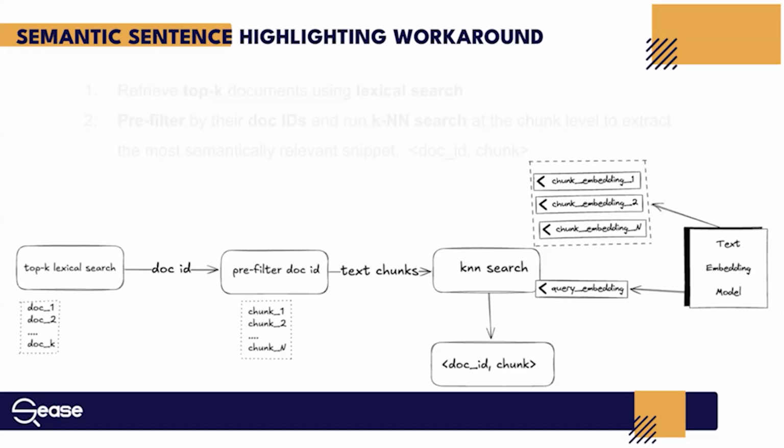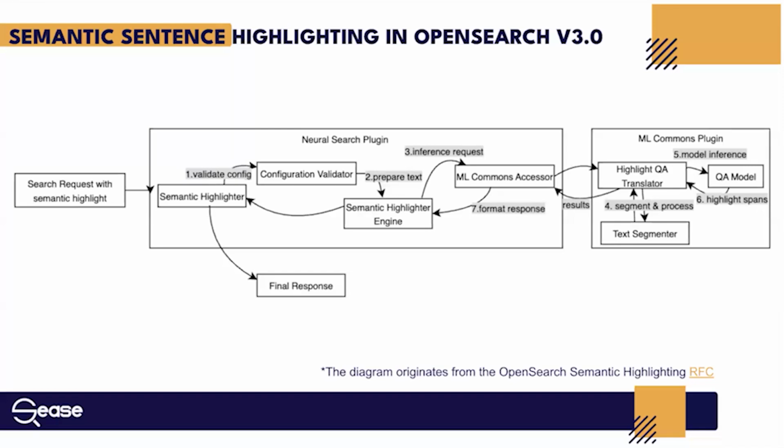That is the one. In OpenSearch v3.0, OpenSearch released semantic sentence highlighting at the end of April or beginning of May. Basically, it uses a question answering model to highlight the entire sentence.